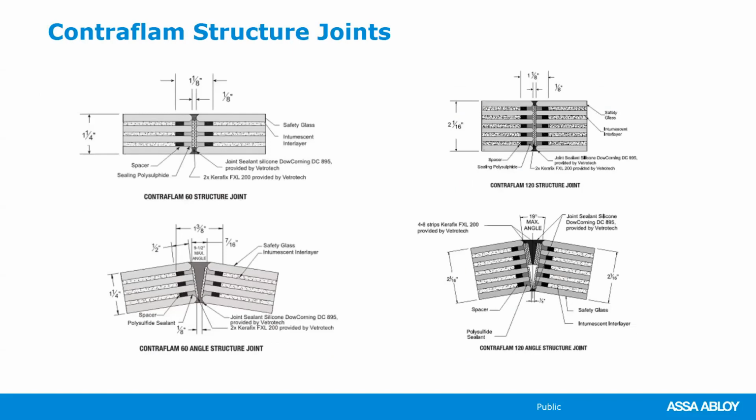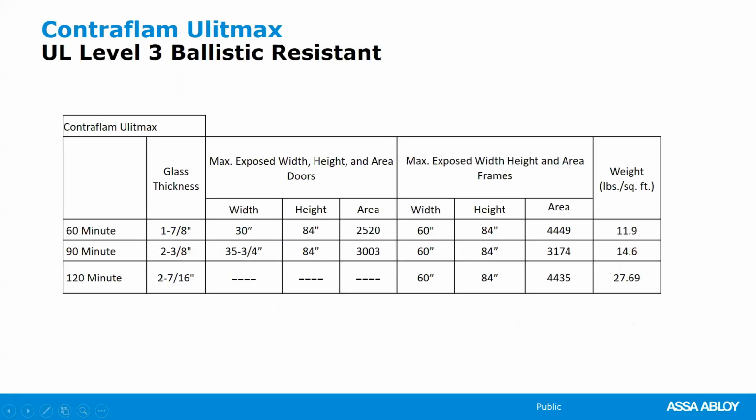As I mentioned, Contraflam structure, it's a butt glazed material. You can see that you end up with a sight line of about 1/8 of an inch at the junction of the 2 glass assemblies. And you can still do a bow or bay or radius type frame with the Contraflam, but you are restricted to a 19-degree max angle between the two glass assemblies.